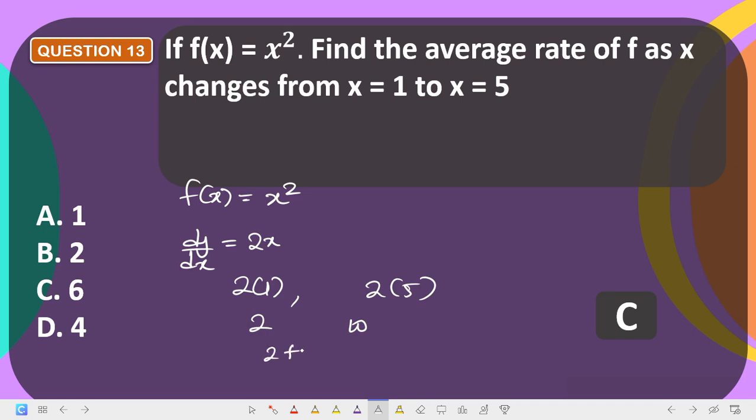2 plus 10 will be equal to 12. Now the average of 12, 12 divided by 2, is 6. And that makes C the correct answer. So that is the average rate of change.